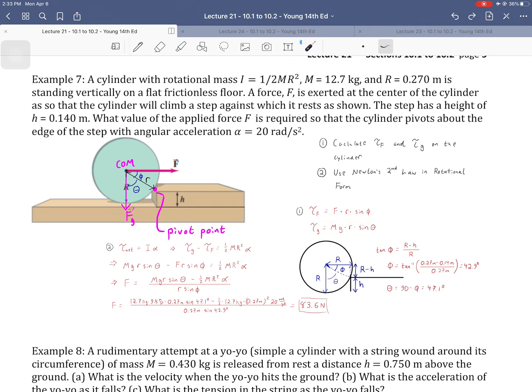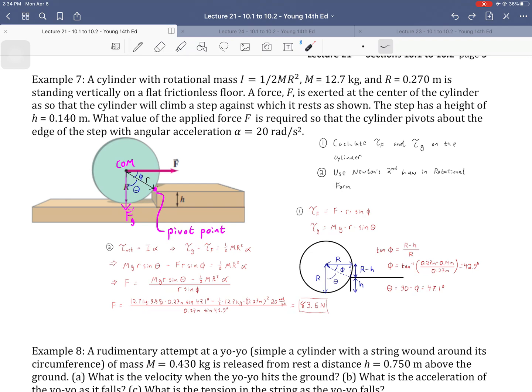All right. So I have torque F is F times R times sine of phi. Torque G is mg times r times sine of theta, because they have different angles, right? Because we look here, F relative to R, the angle between them is phi. FG relative to R has an angle of theta, right? Those two angles together make 90 degrees, but they're certainly not the same angle.